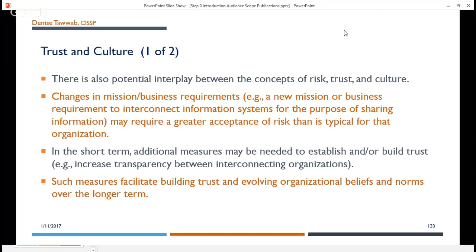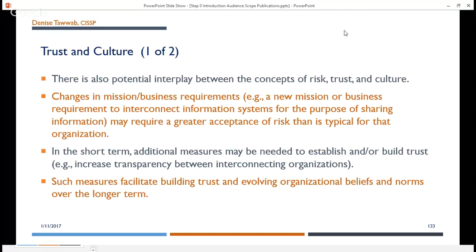Trust and culture. There is also potential interplay between the concepts of risk, trust, and culture. Changes in mission business requirements to interconnect information systems for the purpose of sharing information may require a greater acceptance of risk than is typical for that organization. Let me say that again.